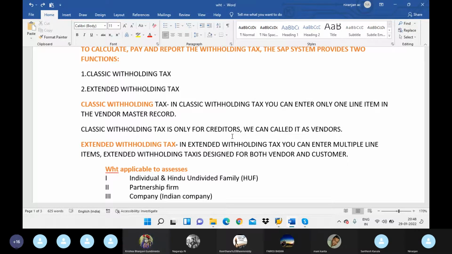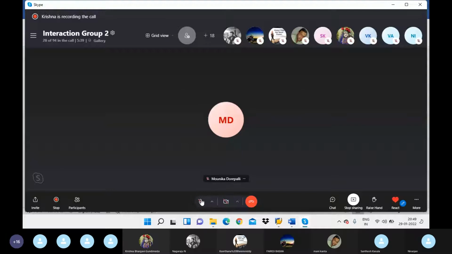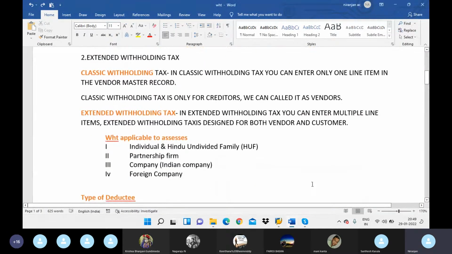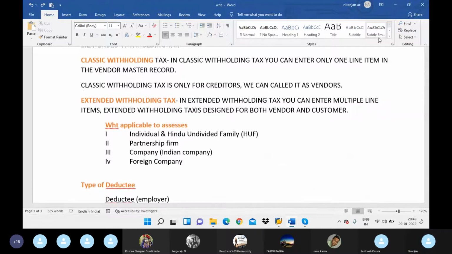Satish, your voice is not audible. Okay, someone is muted. Is my screen visible now? Hello? Yes, continue, Satish. Yes, we can see you. We are able to see your screen as well.